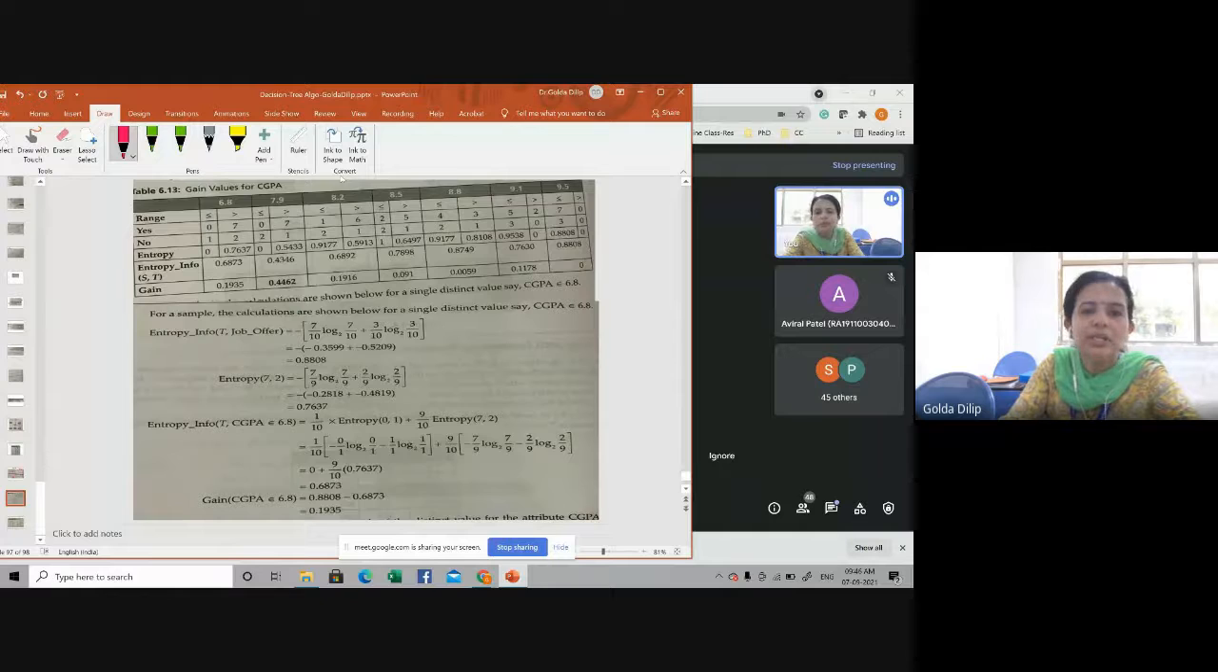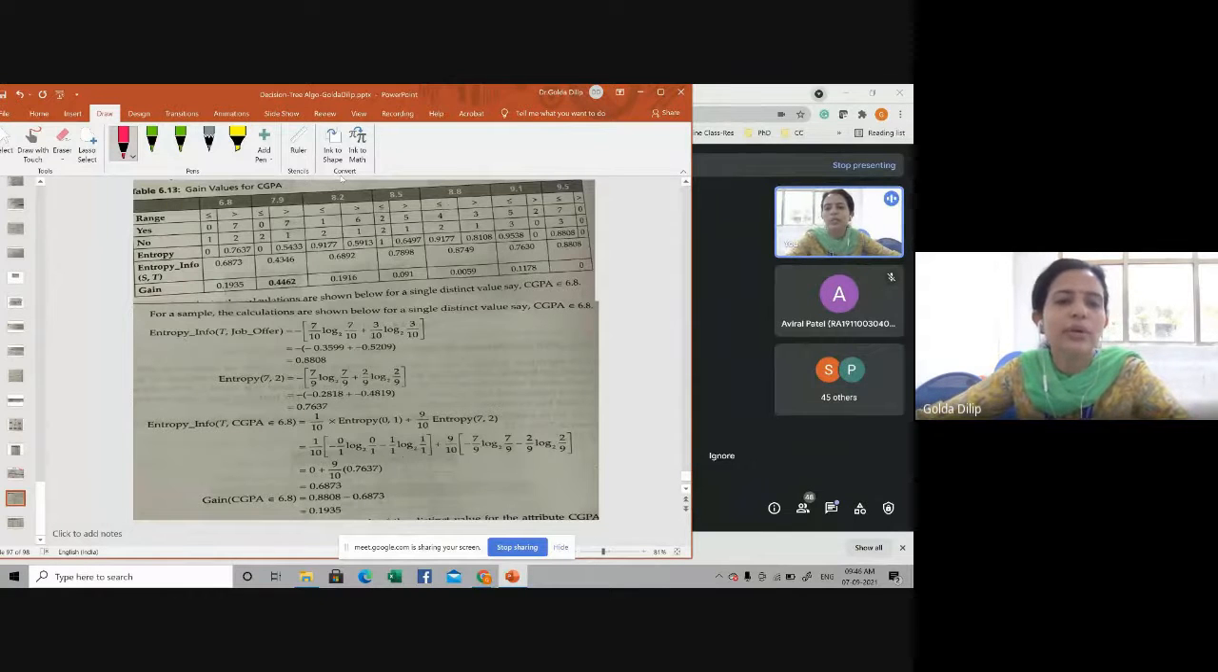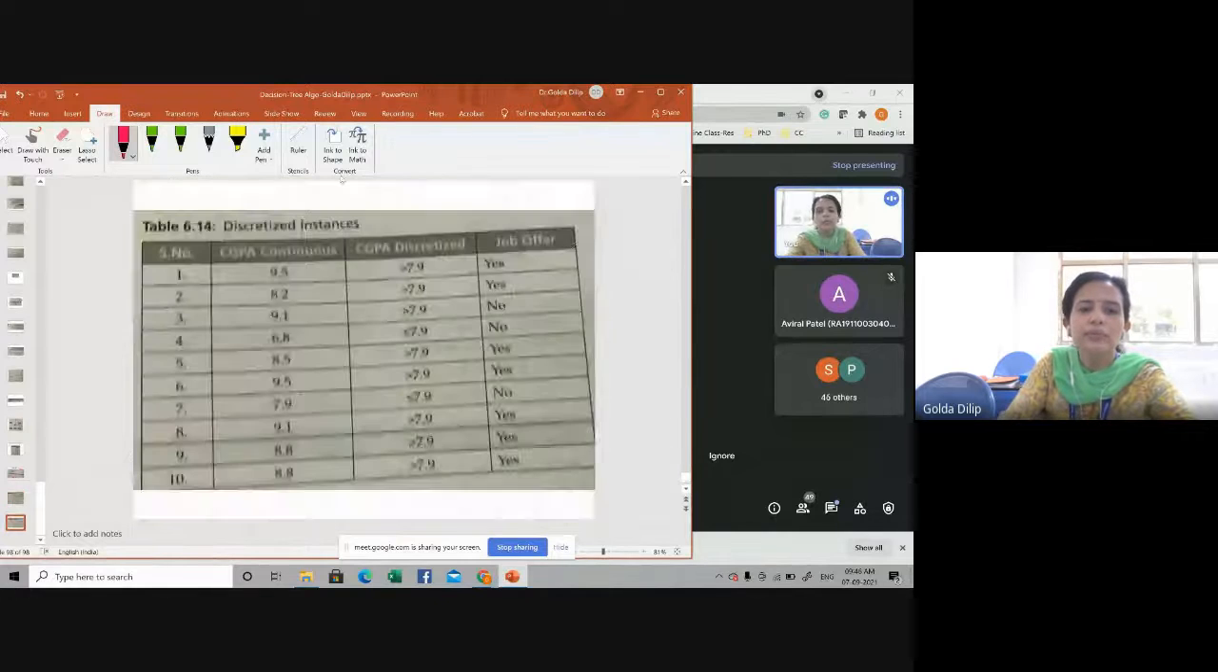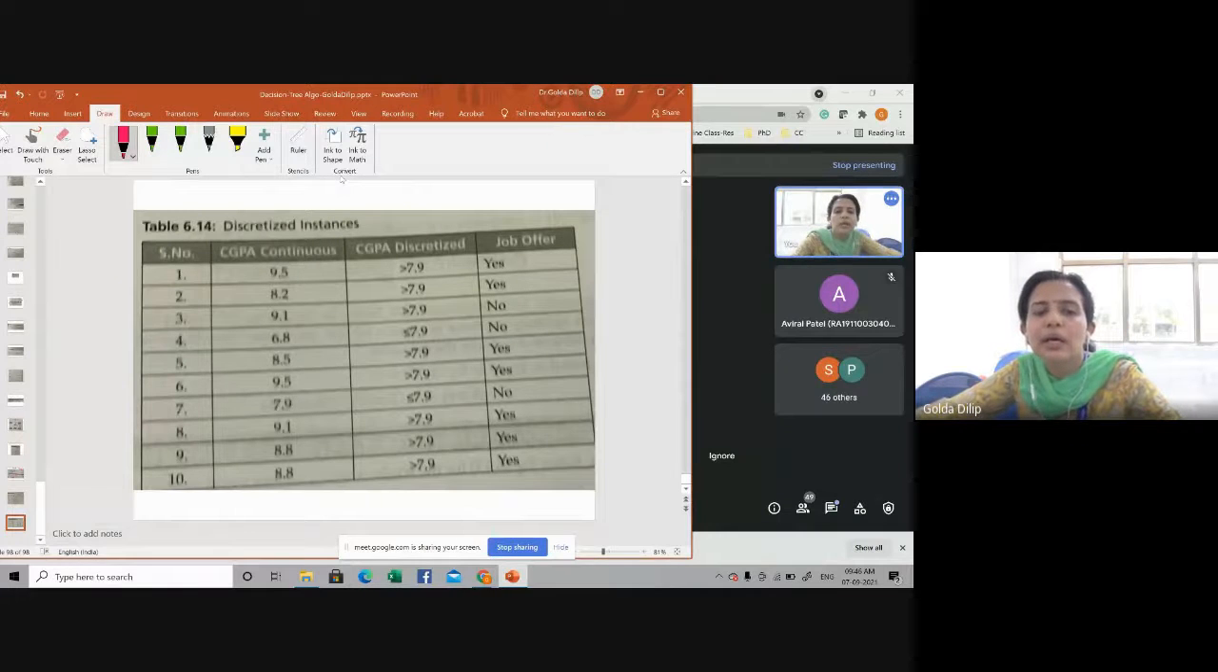The computation is given here. I was just showing this table. How you get this 0.9.1935 is given in detail here. So for each value you do it and see which is the maximum. That is where CGPA equal to 7.9 comes from. So you discretize CGPA as less than or equal to 7.9 and greater than 7.9. Then you can proceed as before.